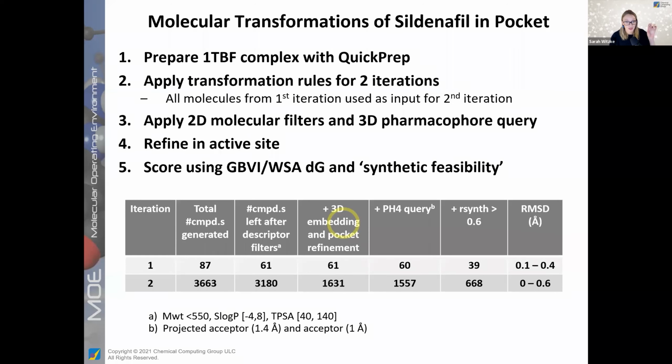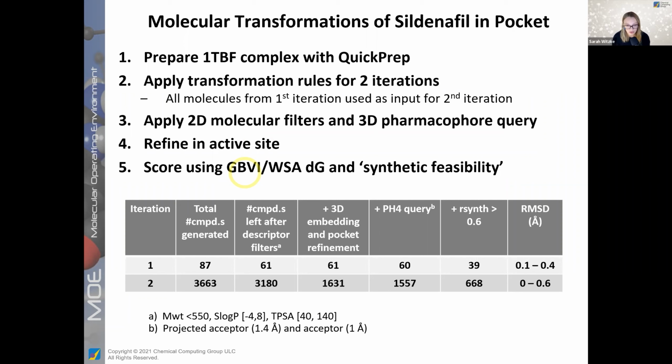We took our 1TBF complex and we ran our preparation protocol, quick prep, to prepare for missing atoms, set protonation states, set the tethers and restraints so we can do a refinement of the overall structure to relieve it of any clashes and strains. Then we applied our transformation rules in 2 iterations so we could reach vardenafil. And we then used different 2D filters and our 3D pharmacophore. We refined the molecule in the active site. And finally, we scored it with our generalized Born implicit solvent scoring function with a weighted term for exposed surface area. And of course, at the last step, we also included synthetic feasibility.